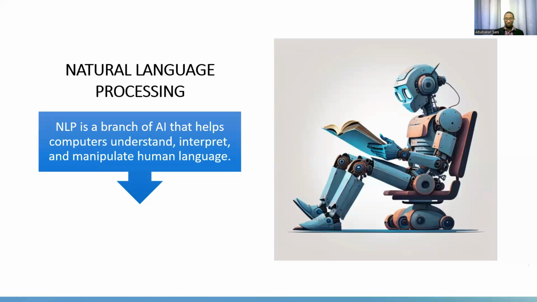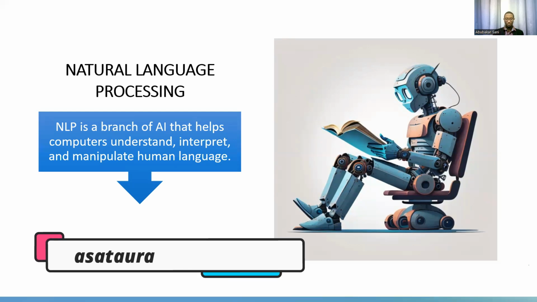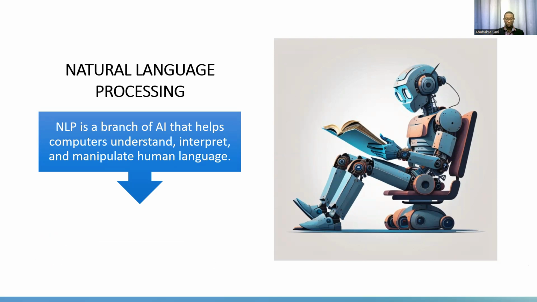So in the case of natural language processing, we're talking about that field at the intersection of computer science, AI, and linguistics. So when you have these three things coming together, that's where you have natural language processing. It normally focuses on the interaction between computers and human languages, particularly how to program computers to process and analyze large amounts of natural language data. So when you speak with ChatGPT, it is able to understand you, interpret what you've said, as well as even give you the right response.